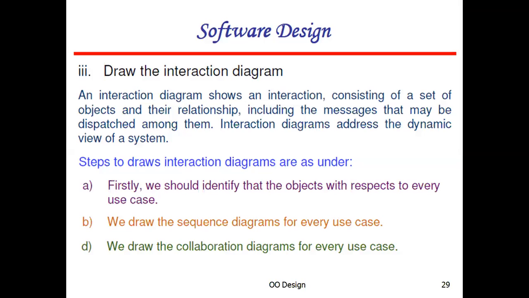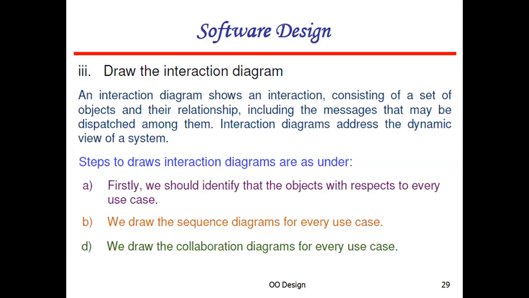This is an important part that is called the interaction diagram. An interaction diagram shows the interaction consisting of a set of objects and their relationships, including the messages that may be dispatched among them. Interaction diagrams address the dynamic behavior, or dynamic view, of the system.